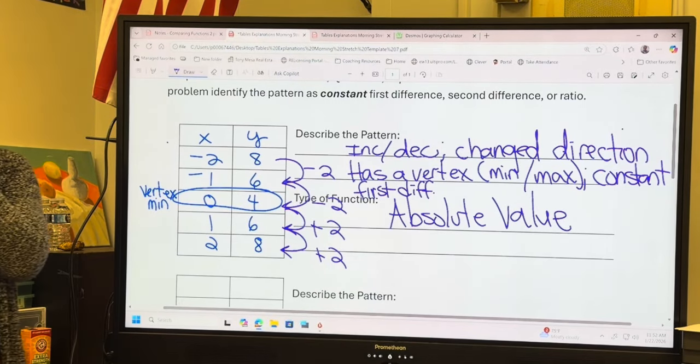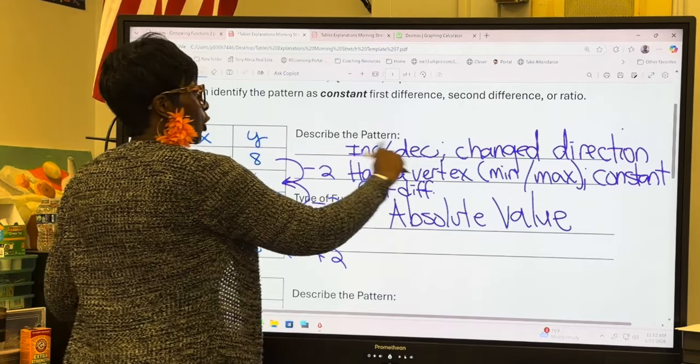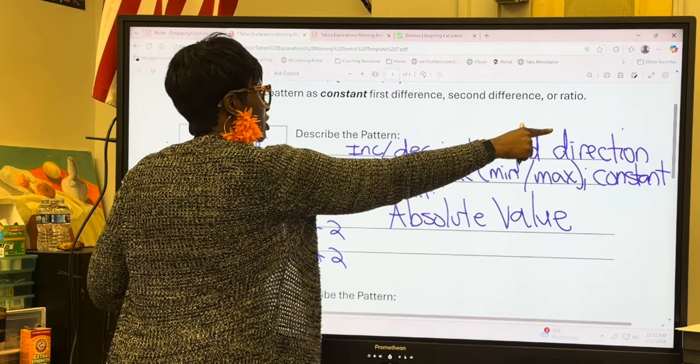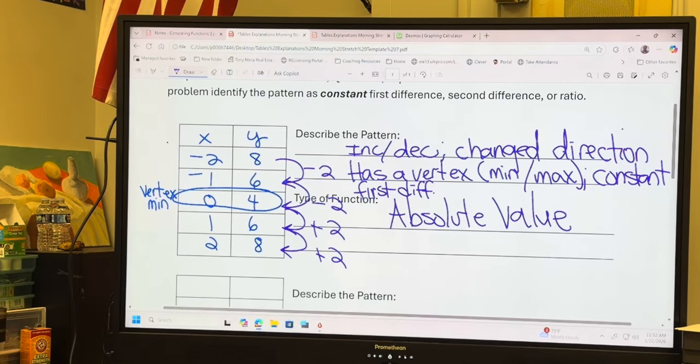Are y'all with me? Yes? If I see a constant first difference, but it increases and then decreases, changes direction, has a vertex, max or min, this is the absolute value. Is everybody clear? I don't know if it matters, but you said increase and then decrease.